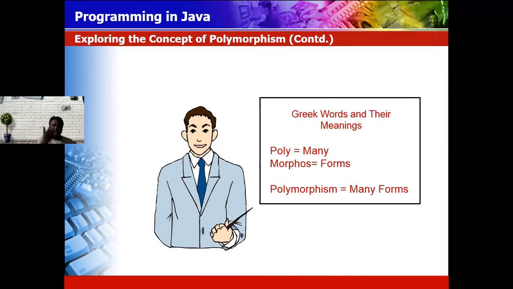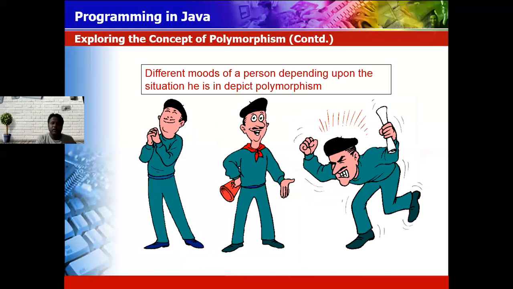And take the example of your mood. You are the same person. Sometimes you are happy, sometimes you are ambitious, sometimes you become angry. So the different moods of a particular person is called polymorphism. That is implemented in programming. How it is implemented, we will discuss.